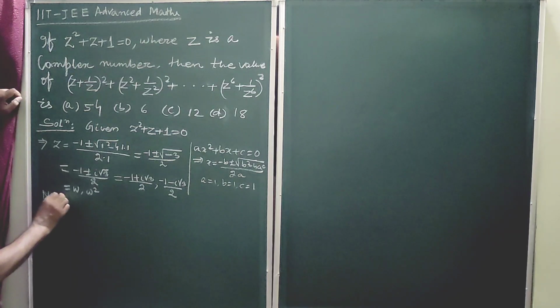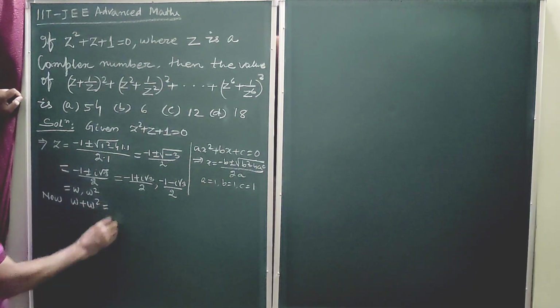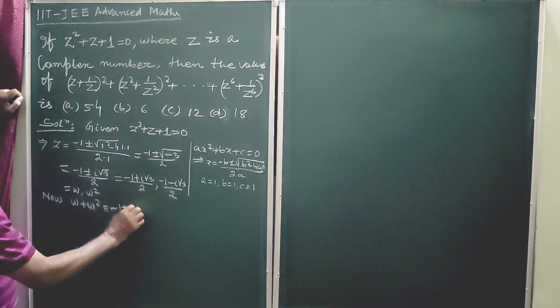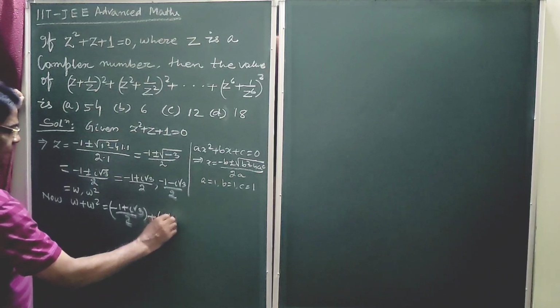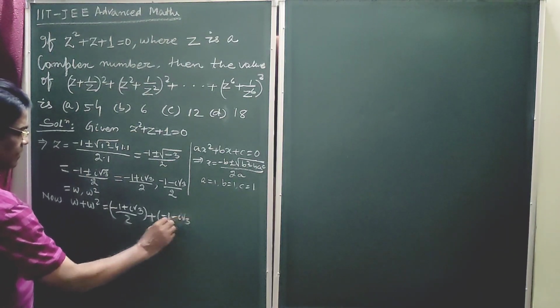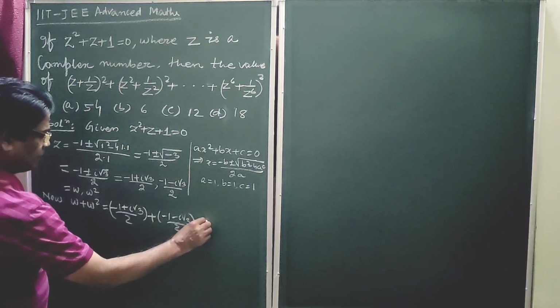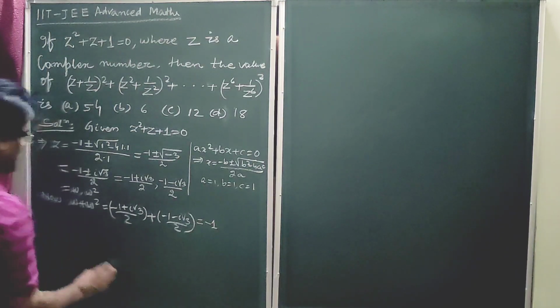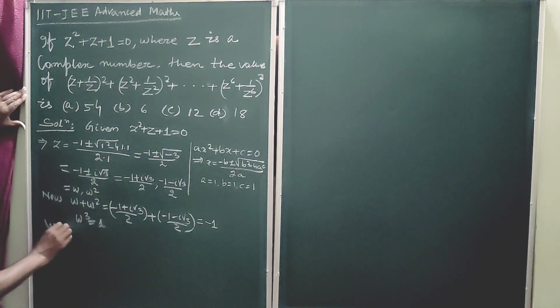Now omega plus omega square is obviously minus 1 plus i root 3 by 2 plus minus 1 minus i root 3 by 2. So this will be minus 2 by 2, means minus 1. Similarly, we can find omega cube is equal to 1.